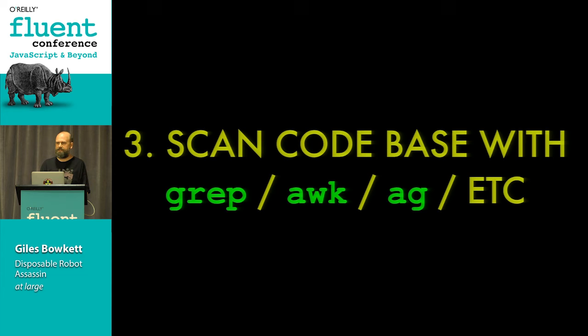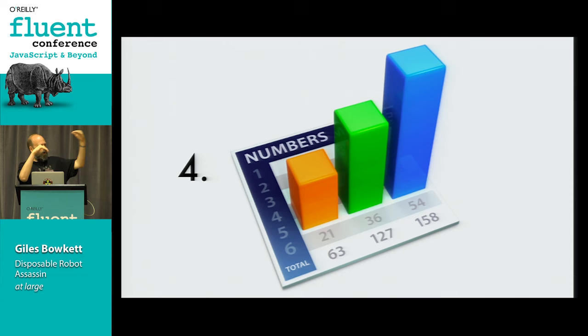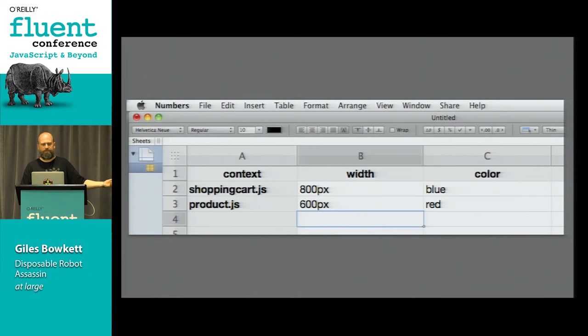So basically, you scan the code base and you build up a spreadsheet of all these files that have this pattern and any permutations of the pattern that stand out. Some of them are going to be important, and some will genuinely be unimportant, like there's a comment and you just throw the comment away. So you write down what you find in the spreadsheet. Document it very specifically. And here you have, you know, shopping cart JS has 800 pixels and the color's blue.